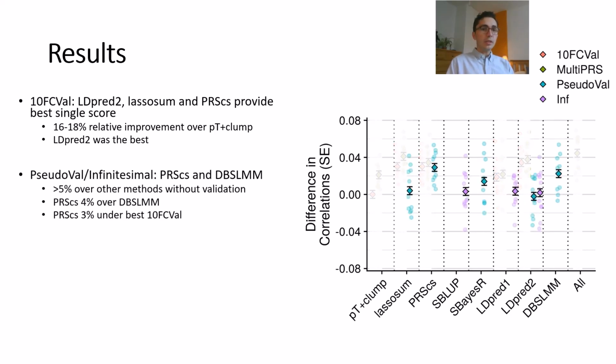When comparing methods that use a pseudo-validation approach or infinitesimal model, not requiring a validation sample, highlighted in blue and purple, you can see that PureSCS and DBS-LMM methods perform well, providing at least a 5% relative improvement over the other pseudo-validation methods. PureSCS is better than DBS-LMM, providing a 4% relative improvement over DBS-LMM. It's worth mentioning that SBASER's performance improved when using a larger LD reference, on average then doing as well as DBS-LMM.